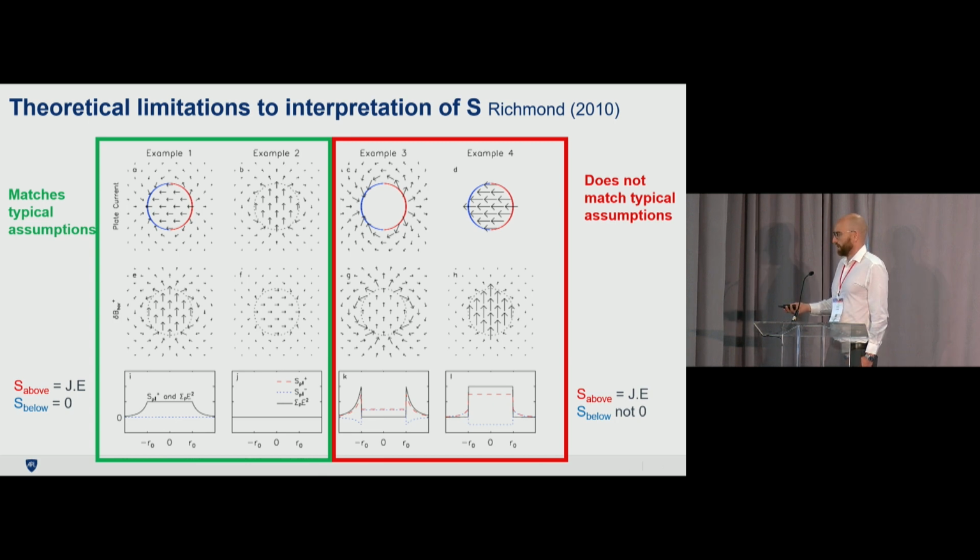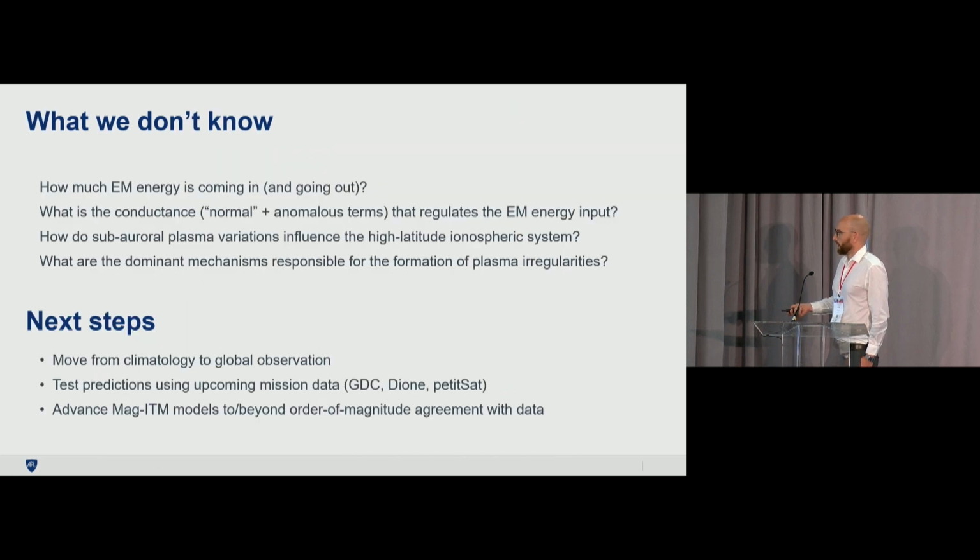Basically from that, in an integrated sense, you can know how much energy is going in, but you can't know specifically in one place how much energy is going to come in from the Poynting flux, unless you have the conductance. So what do we need to know? Still, how much energy is going in and coming out of the system? I still think there's maybe even an order of magnitude uncertainty there. What is the conductance? Because that's going to tell us how that energy interacts with the system.